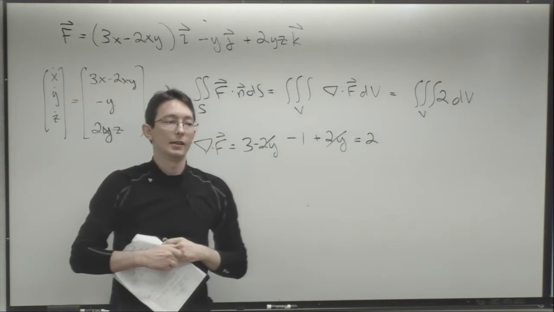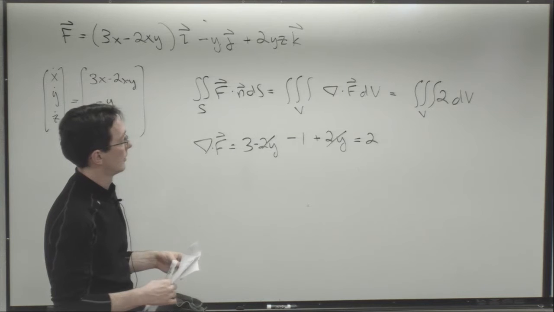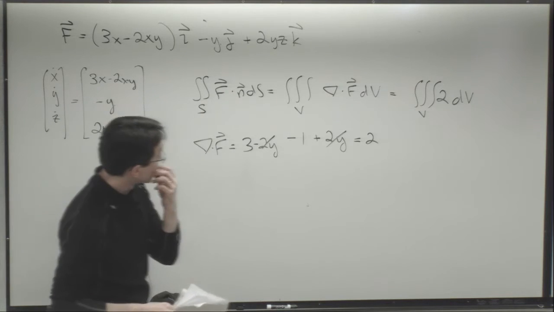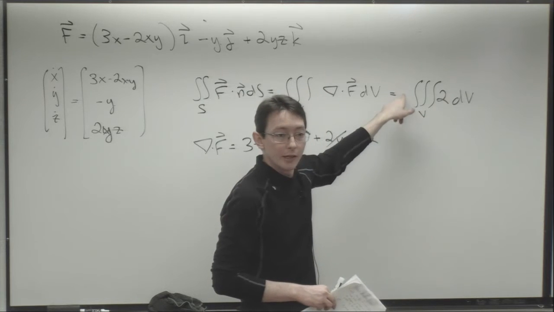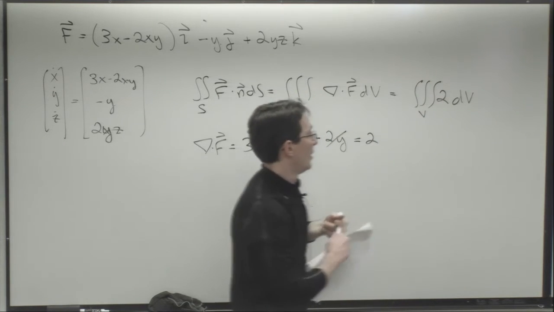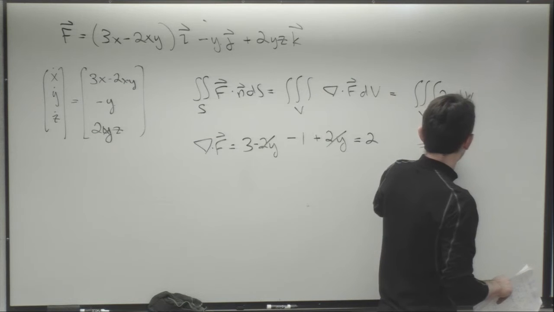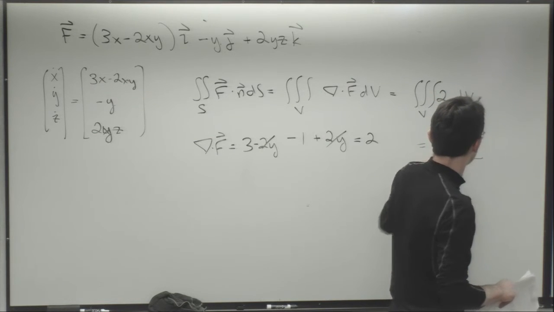So what is the answer then? Right, just 2 times my volume. I can pull the constant out, and I just get 2 times my volume, which should be 4 pi root 3.